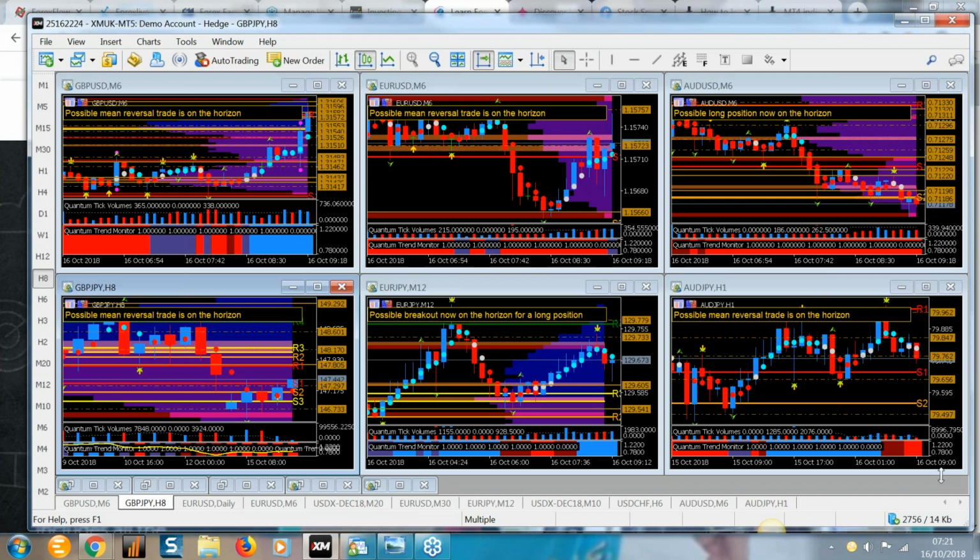And in that pair, to break it down even further, you can see here, I've got a workspace where I've actually got 3 major pairs. I've got the pound, the euro dollar, and the Aussie dollar, and underneath I've got their equivalent yen pairs.